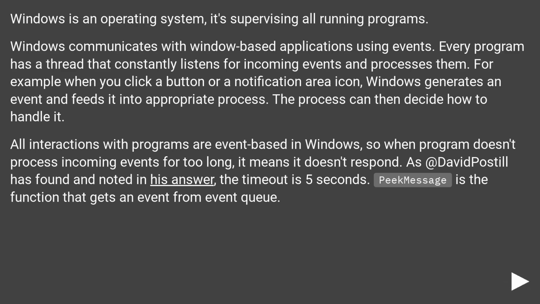All interactions with programs are event-based in Windows, so when a program doesn't process incoming events for too long, it means it doesn't respond. As David Postill has found and noted in his answer, the timeout is 5 seconds. PeekMessage is the function that gets an event from the event queue.